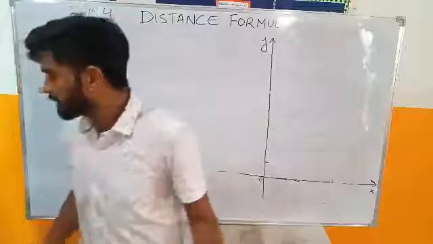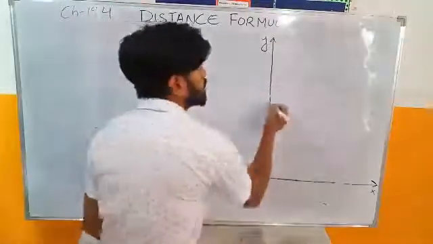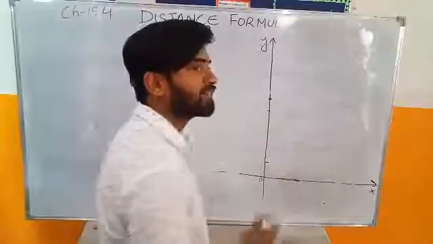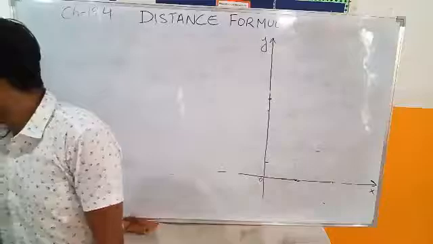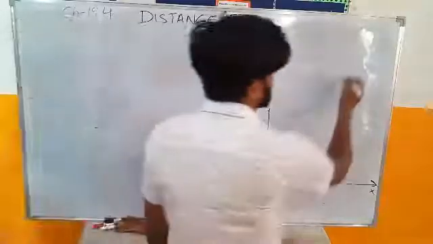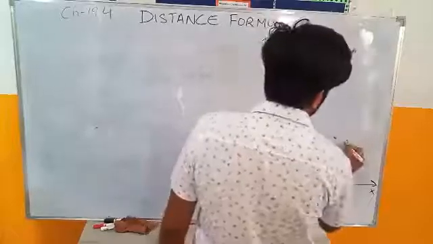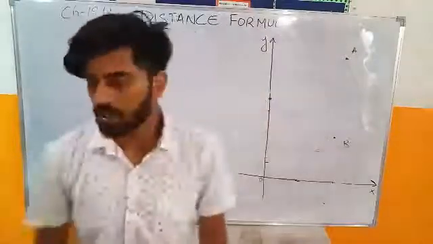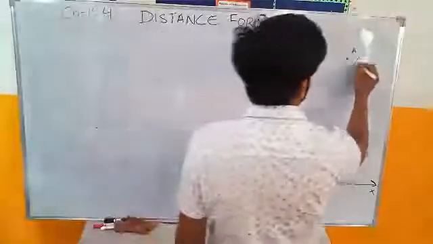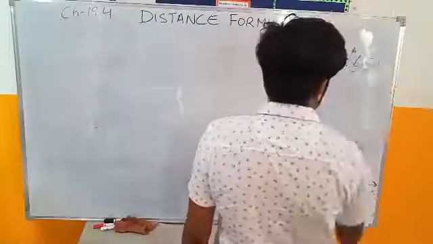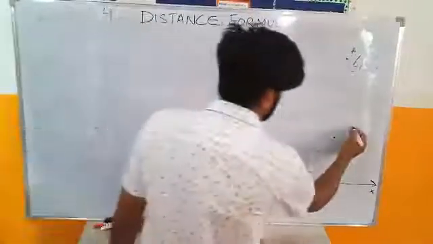So example number 5 says find a point on the y-axis. I have to find a point on the y-axis. Let's say this is the point I have to find, which is equidistant from A and B. Let's say this is A and this is B. The coordinates of point A are 6, 5, and B's coordinates are minus 4, 3.